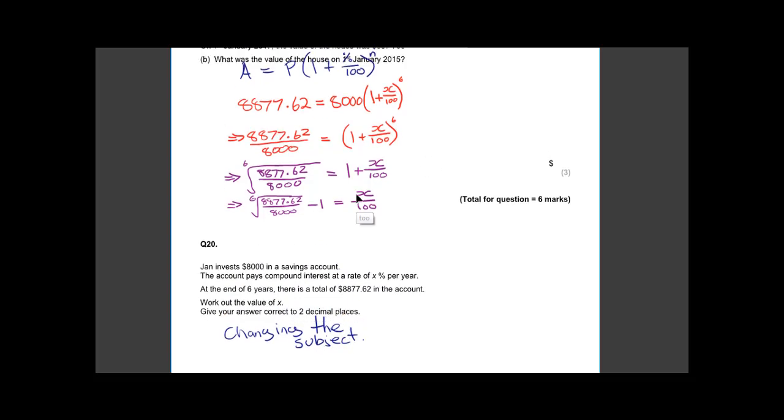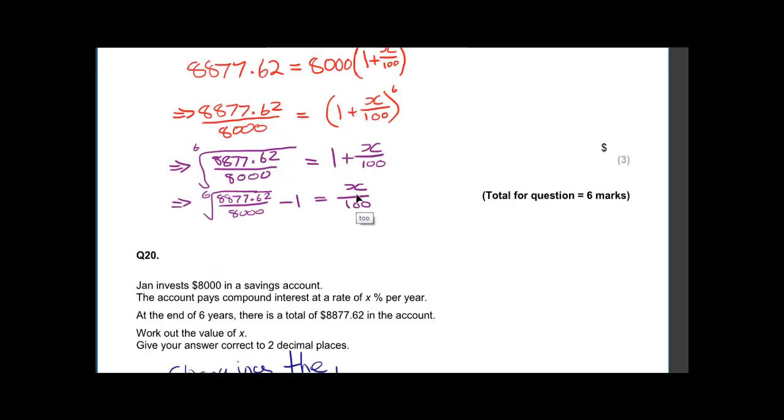Alright, and then to finish this off, all you have to do is multiply by 100. And that means everything by 100, every single term. That's one term, two terms, three terms. So that implies 100 times the sixth root of 8877.62 over 8,000, minus 1, equals x. You do that.